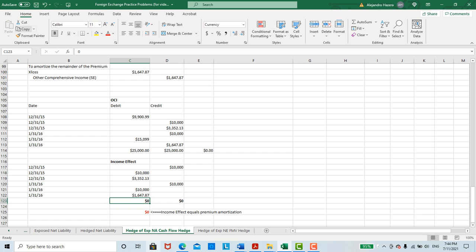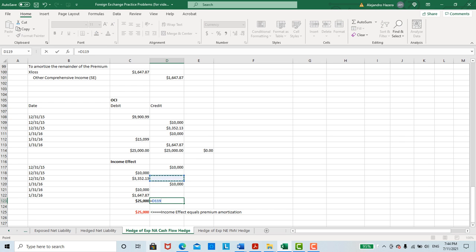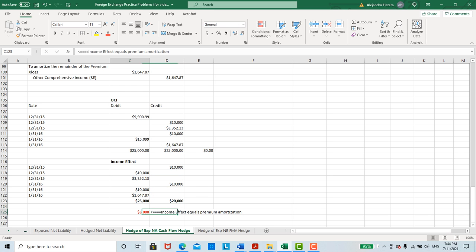1647. Okay, so let's add these things up and see what income effect we get. The sum of this is 25,000, and obviously the sum of these two is 20,000. So the only income effect was the premium amortization. So after all was said and done, the income effect was just the premium amortization.